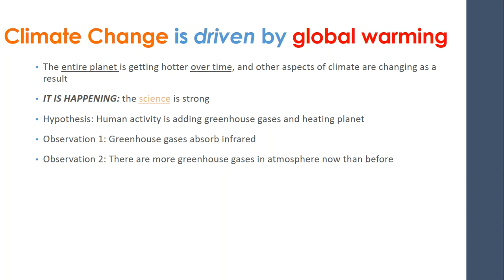And that's a really easy thing that we've been measuring. We're able to take atmospheric measurements, see how much greenhouse gas is there, and we can definitely see that we have a lot more greenhouse gases in the atmosphere now than we did previously. And observation three is the planet is heating up. So we know these very basic things: greenhouse gases absorb infrared, we've added more greenhouse gases to the atmosphere, and we see that the planet is heating up. The science behind the fact that the planet is warming is pretty simplistic and very, very strong.